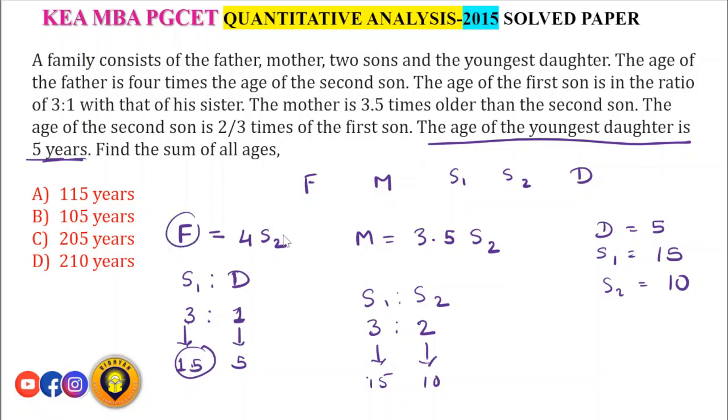And the father is 4 times the second son. Father is 4 times 10, that is 40. Mother is 3.5 times the second son, 3.5 into 10, that is 35. So what is the sum of all the ages? 15 plus 5 is 20, plus 10 is 30, plus 40 is 70, plus 35 is 105. Option B is the answer.